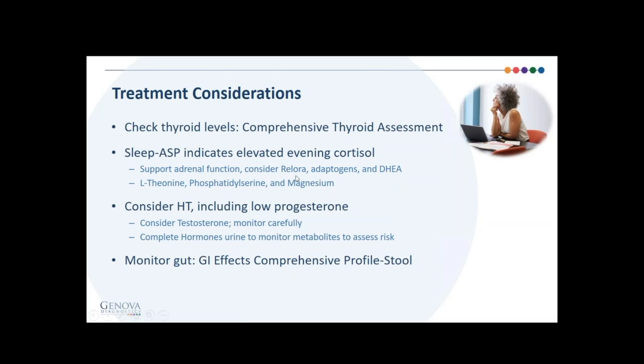Adaptogens, DHEA, magnesium, phosphatidylserine. Consider hormone therapy for the lower progesterone. Consider testosterone, but monitor it carefully. Remember, it can aromatize into estrogen, and that's why you want to monitor. And always, I would say, in this case, you really want to monitor metabolites through urine to address stress. And of course, she has gut issues, GI effects, comprehensive profile, stool. That's going to be your gold standard.